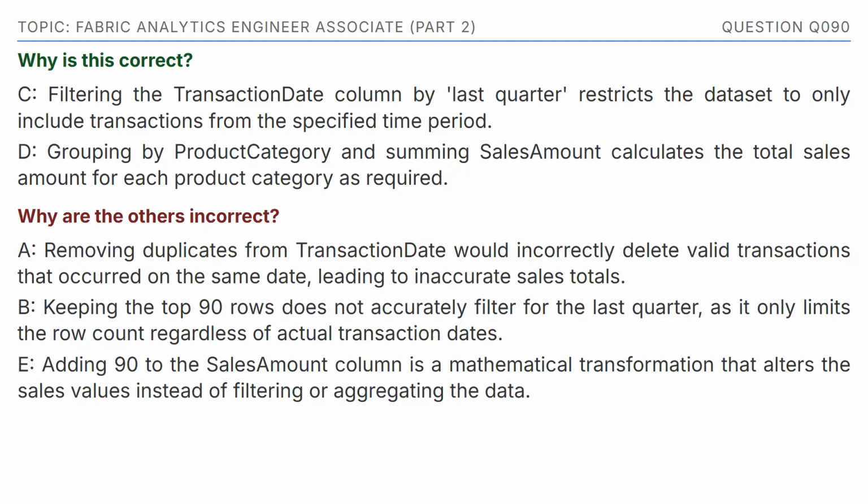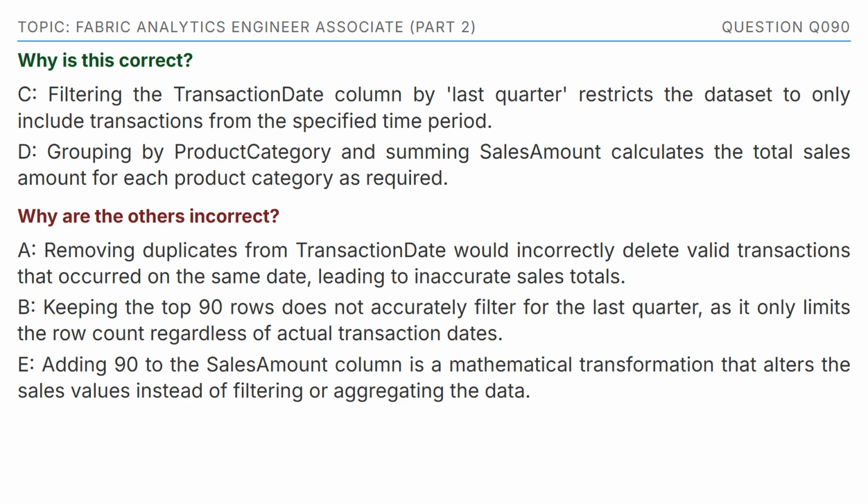Why is this correct? C. Filtering the Transaction Date column by last quarter restricts the dataset to only include transactions from the specified time period. D. Grouping by product category and summing sales amount calculates the total sales amount for each product category as required.